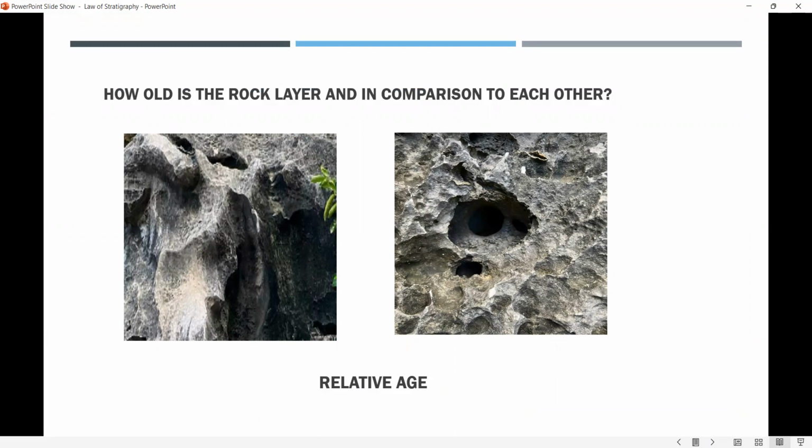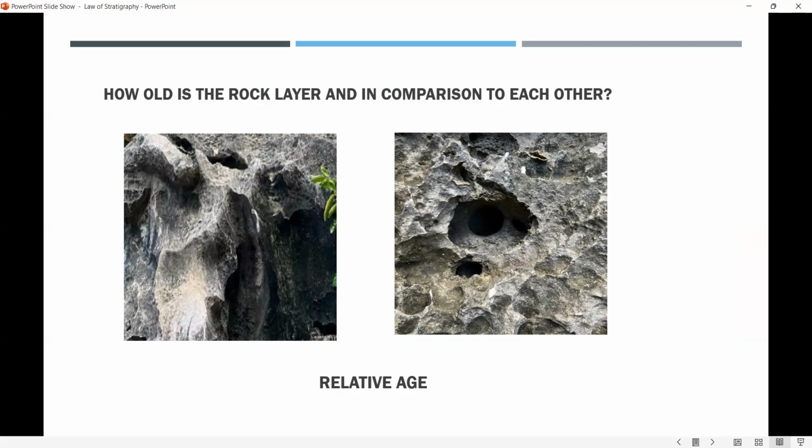Relative age means age compared to other rocks, either younger or older. The relative ages of the rocks are important for understanding Earth's history. New rock layers are always deposited on top of existing rock layers. Therefore, deeper layers must be older than layers closer to the surface.